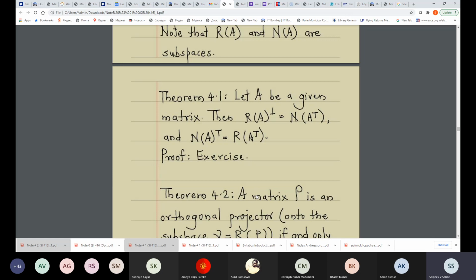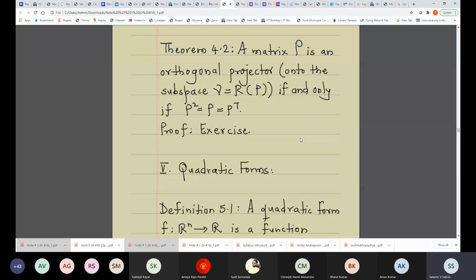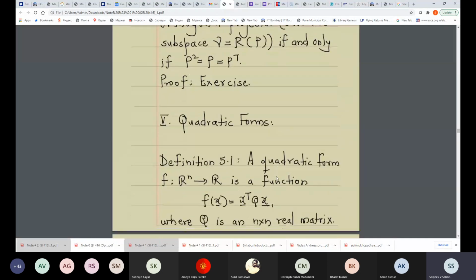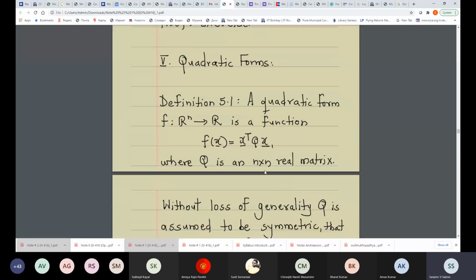So let A be a given matrix. Then this is given by this, and you have this given by this, exercise again. And matrix P is an orthogonal projector onto the subspace nu if and only if P squared is equal to P and P is equal to P transpose. Okay. And exercise.